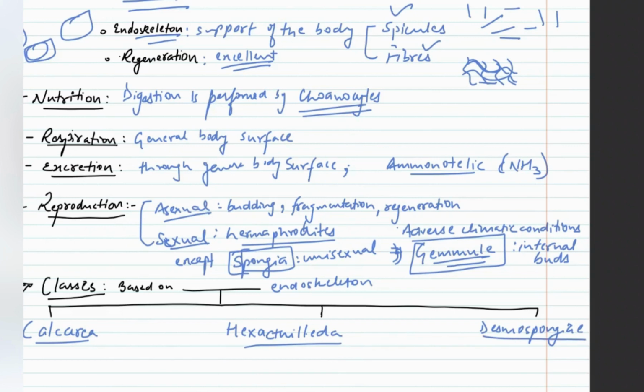Now the examples. In Calcarea we have Leucosolenia and Sycon. Sycon is also known as Scypha, and the other we have is Grantia. So Leucosolenia, Sycon also known as Scypha, and Grantia are the three examples of class Calcarea.